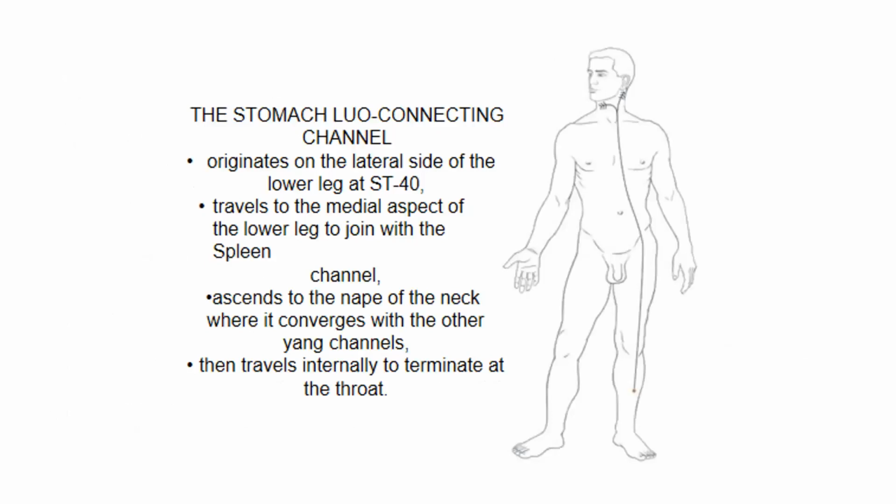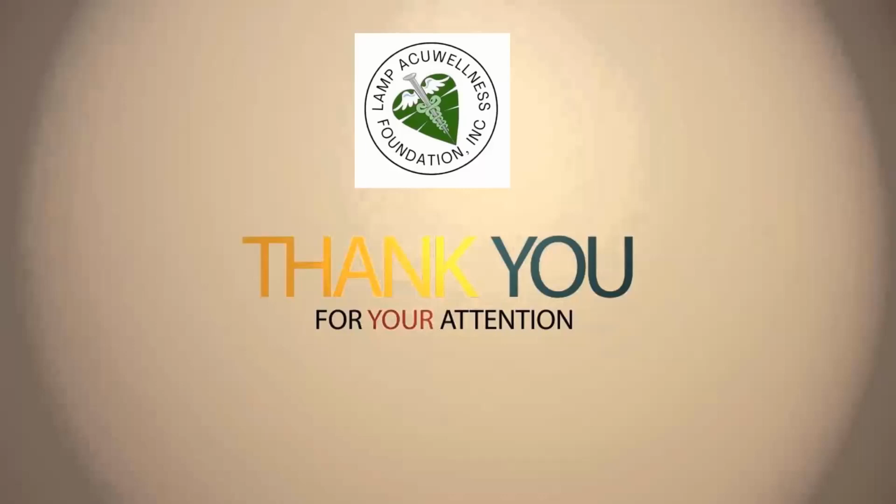So here we have the stomach luo connecting channel, which originates on the lateral side of the lower leg at Stomach 40, travels to the medial aspect of the lower leg to join with the spleen channel, ascends to the top of the neck where it converges with other Yang channels, then travels internally to terminate at the throat.